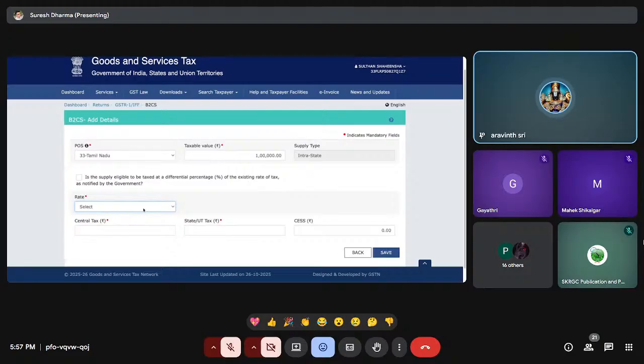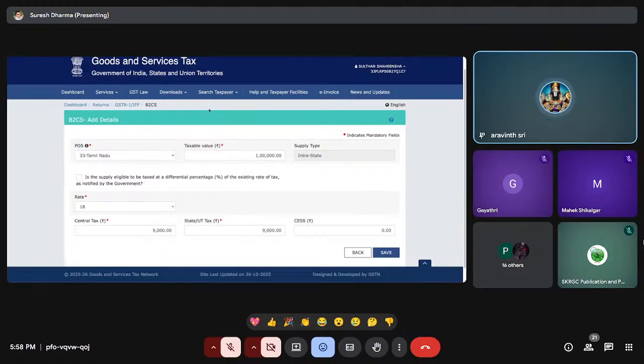What is my GST rate? My GST rate is 18%. So here 9,000 and 9,000 are my central tax and state tax. This is what I wish to pay to the government. Here I also have 11,000 like that.